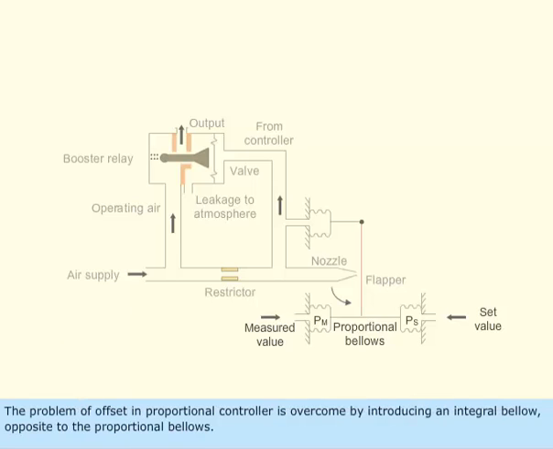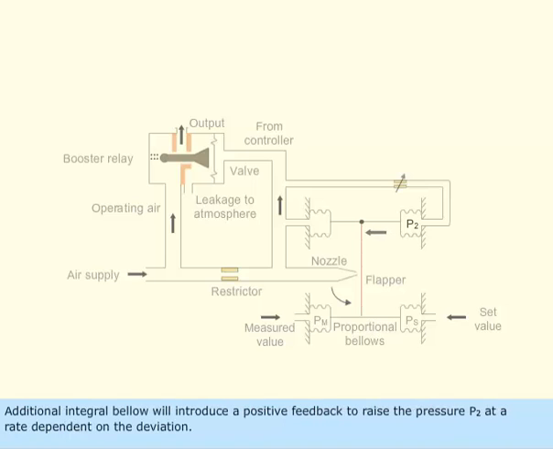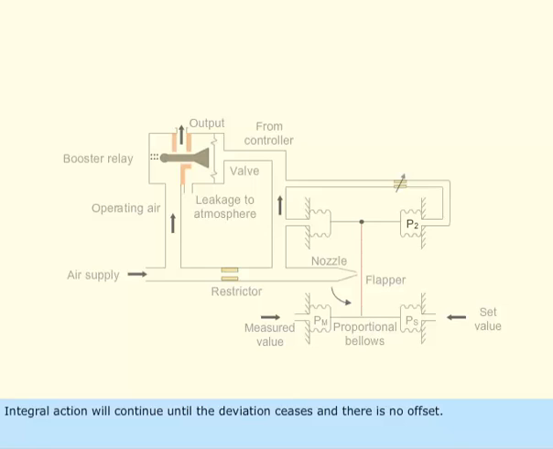The problem of offset in proportional controller is overcome by introducing an integral bellow opposite to the proportional bellows. A variable restrictor is placed before the integral bellow so that the integral action time can be varied. Additional integral bellow will introduce a positive feedback to raise the pressure, P sub 2, at a rate dependent on the deviation. Integral action will continue until the deviation ceases and there is no offset.